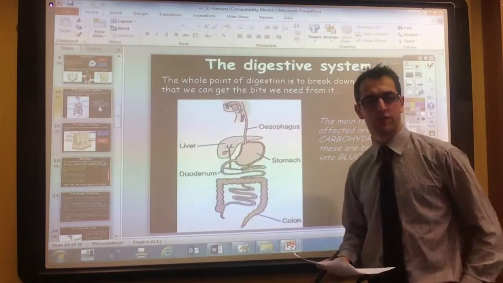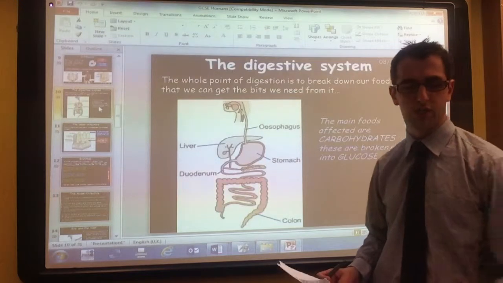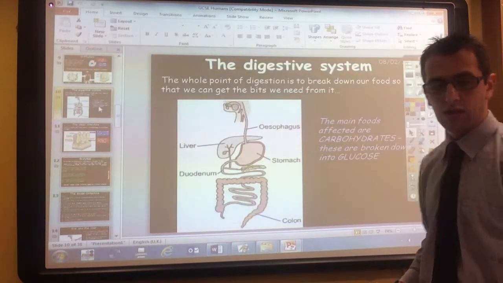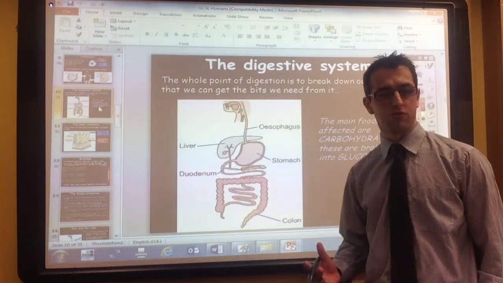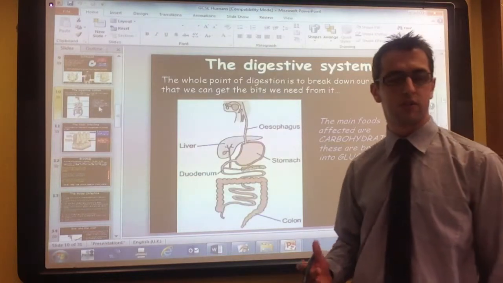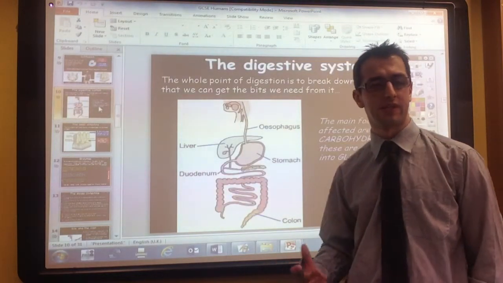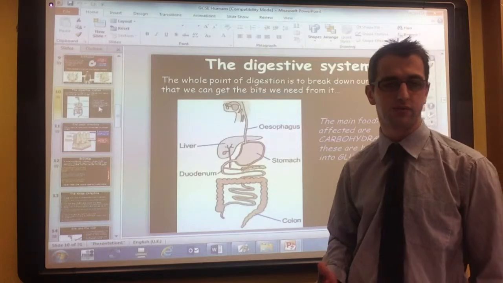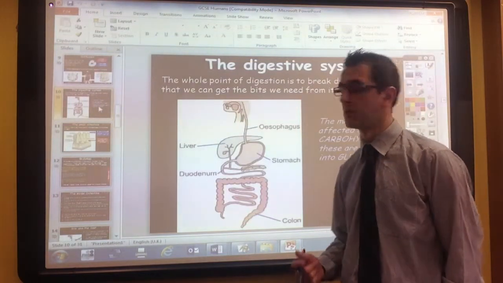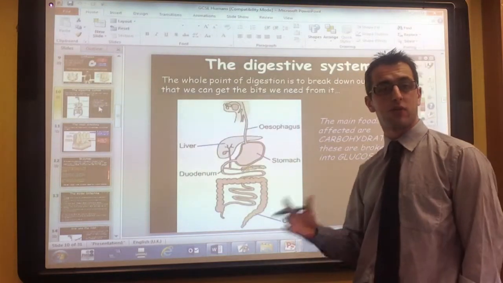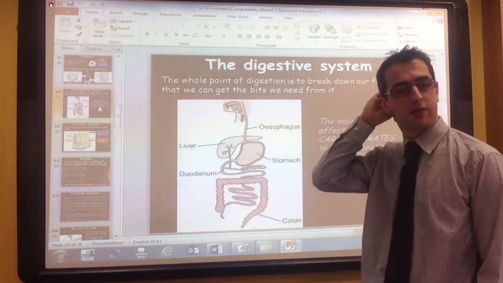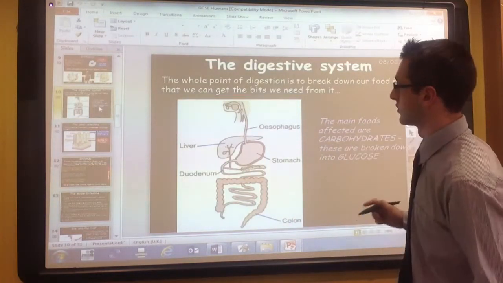This is the International iAQA certificate on digestion. Digestion is a crucial role for supplying the glucose that, as we looked at in respiration, is an essential component for that chemical reaction to take place. So having looked at how we get the oxygen in for respiration, we're now looking at how we get the glucose in for digestion.